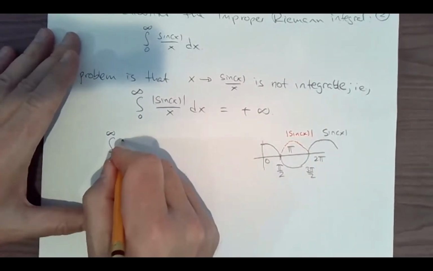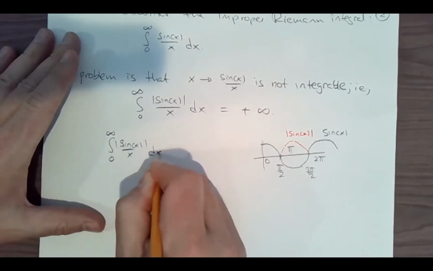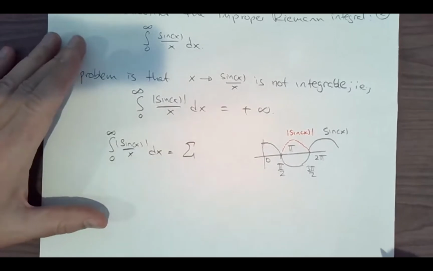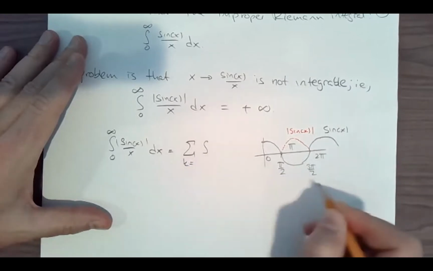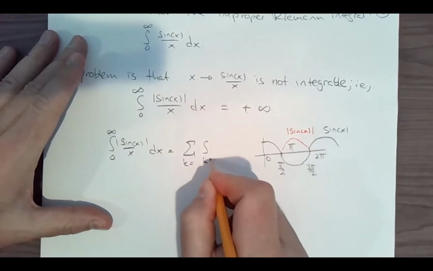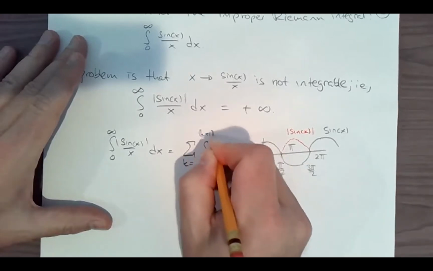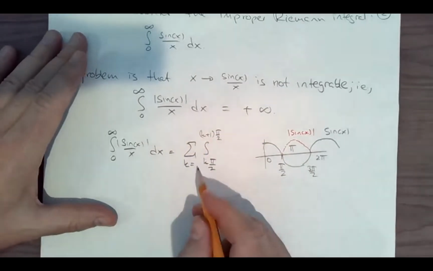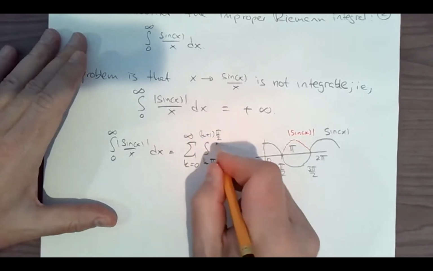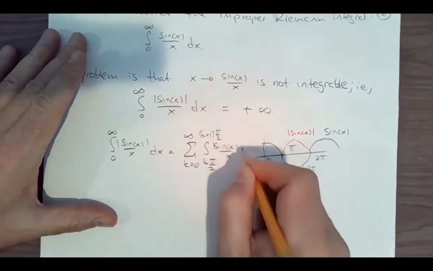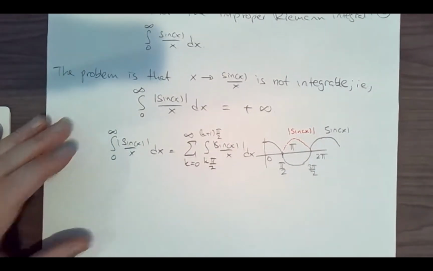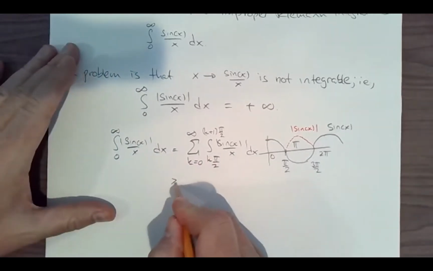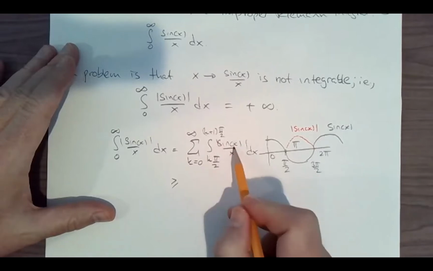So I can break the integral up of sine x over x. I can write this here as a sum, and then say from k equals, so here we have k pi over 2, k plus 1 pi over 2. So from k equal to 0 to infinity of the absolute value of sine x over x dx. And if I wanted to bound it from below, I could divide by the upper bound here.